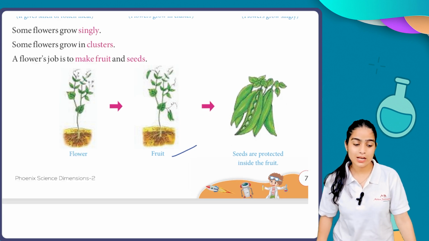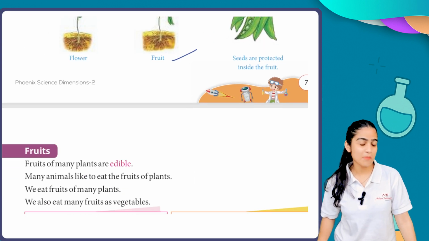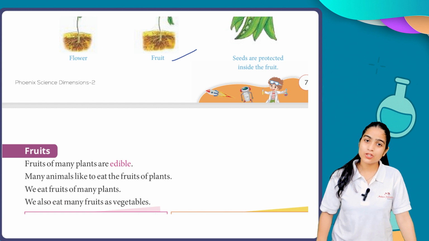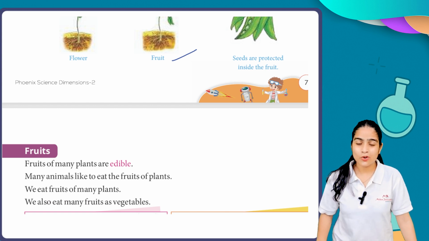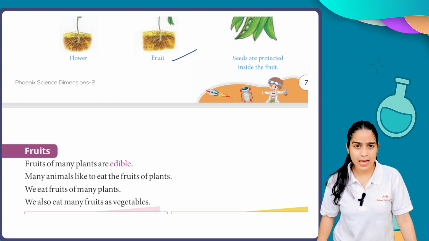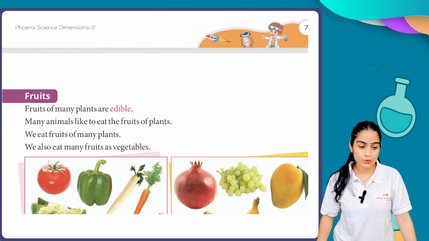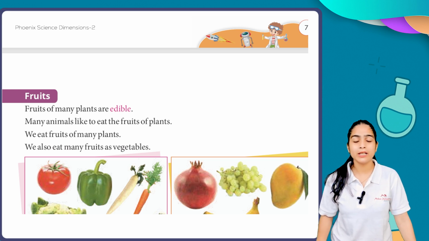Okay students, now move forward to the tasty part we have in the plant, which is your fruits. So all of you, have you eaten an apple today? Yes or no? I hope you did. So now we move forward to the fruits part. Fruits of many plants are edible. Now what does edible mean? The things, the object, the food we can eat, that is called your edible part.